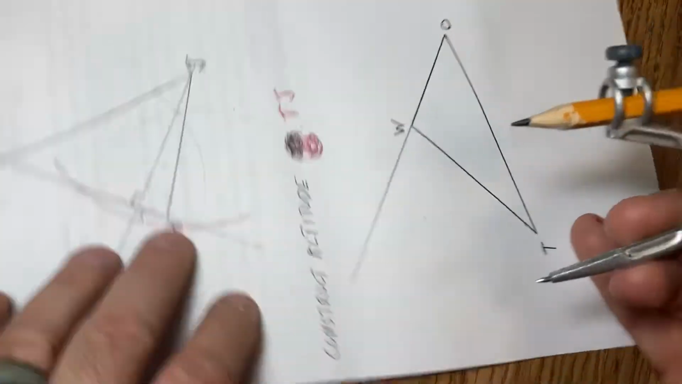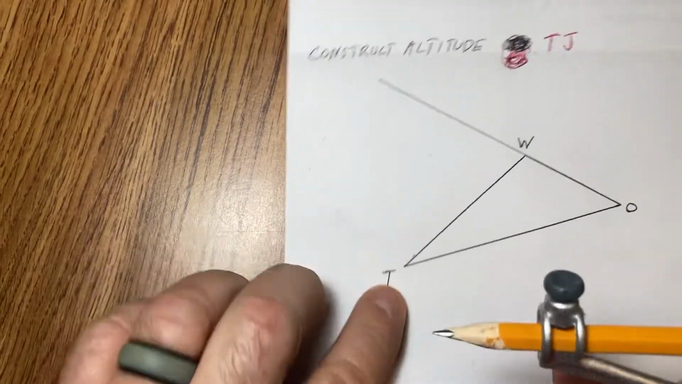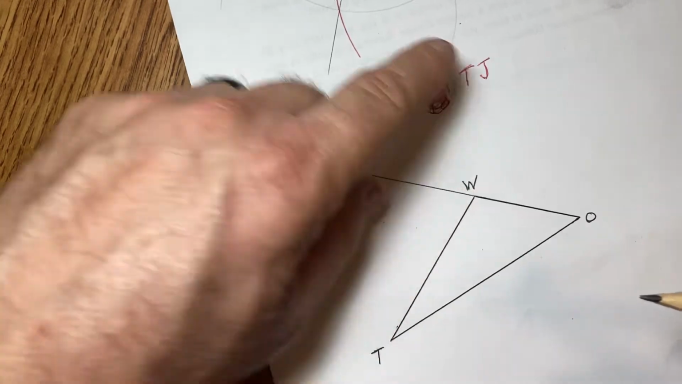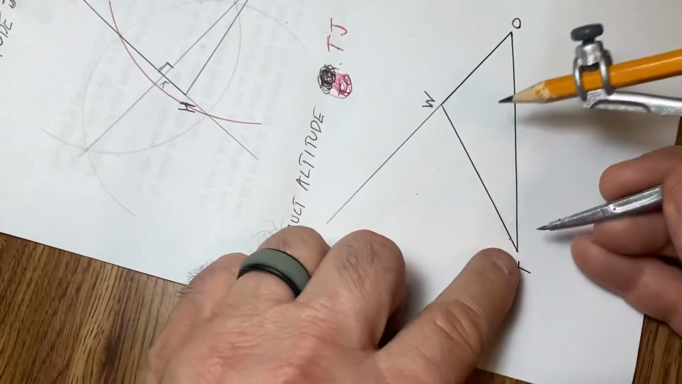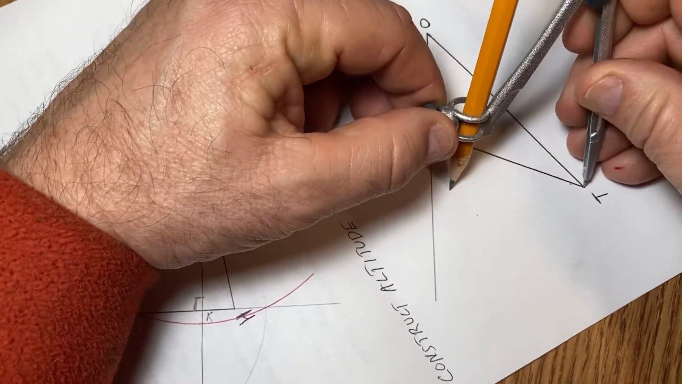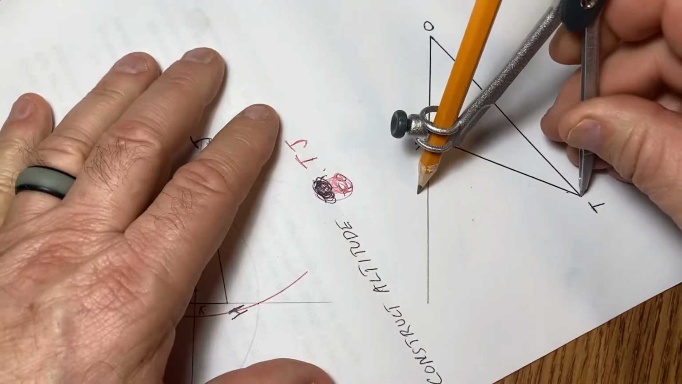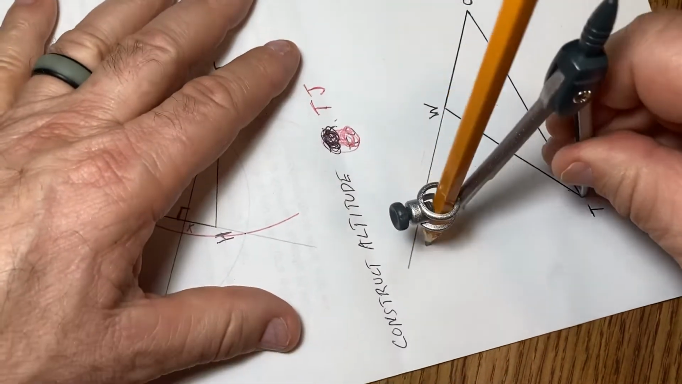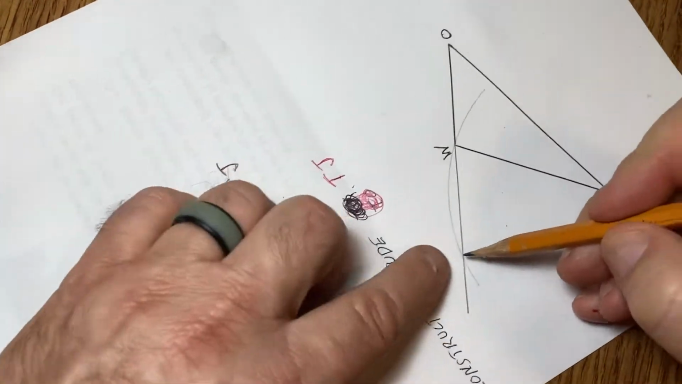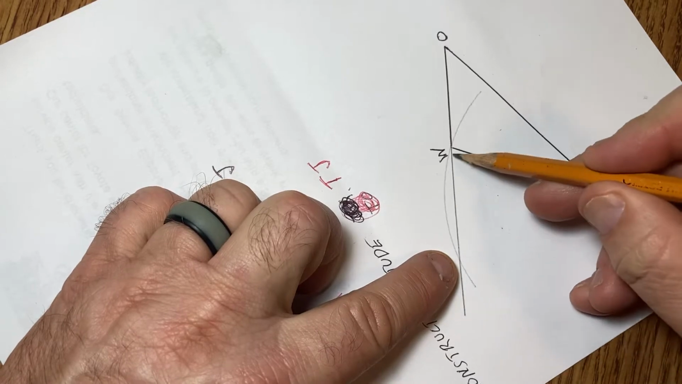Pointing the compass on point T. Can't be on J because there's no J there yet. We're going to have to put the J out there at the end. Pointing the compass on point T. Extend the compass setting until it goes, there we go. Now swing an arc. It intersects right there and right there.